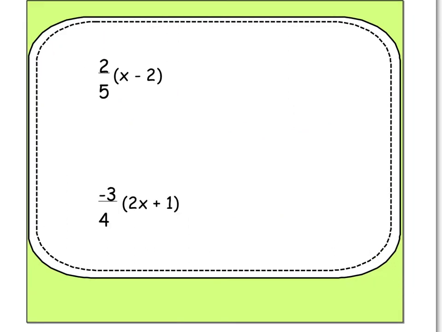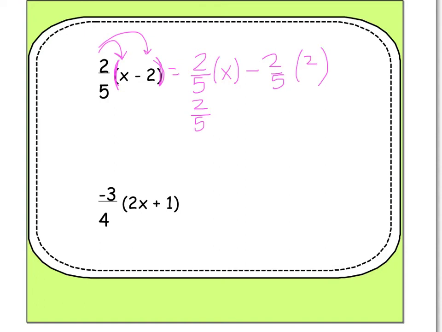It gets a little trickier when you get into fractions and decimals, but we still follow the same suit. We just might have to bring in some of our other rules that we learned about fractions and decimals in order to solve them. So here we want to look to see who wants to get into the party. In this case, the 2/5 wants to get into the party. So we have to shake hands with the x, bring our minus sign down, and then we want to shake hands with the 2.